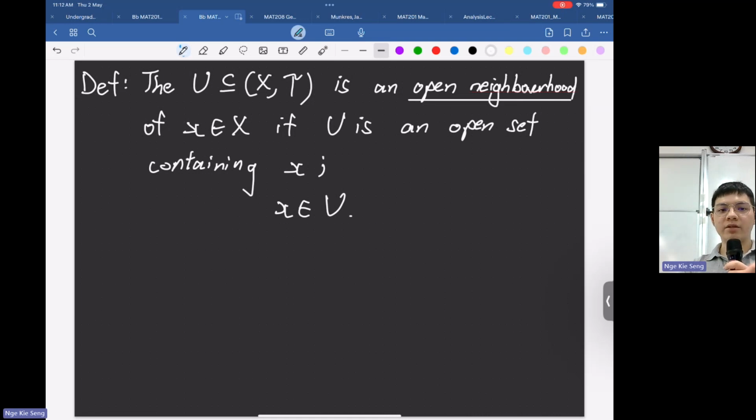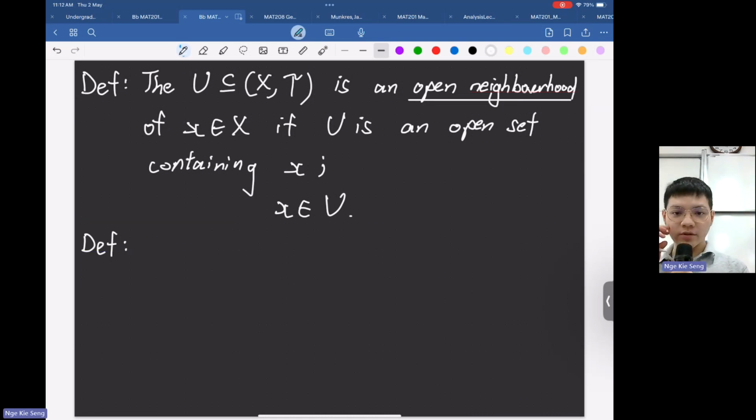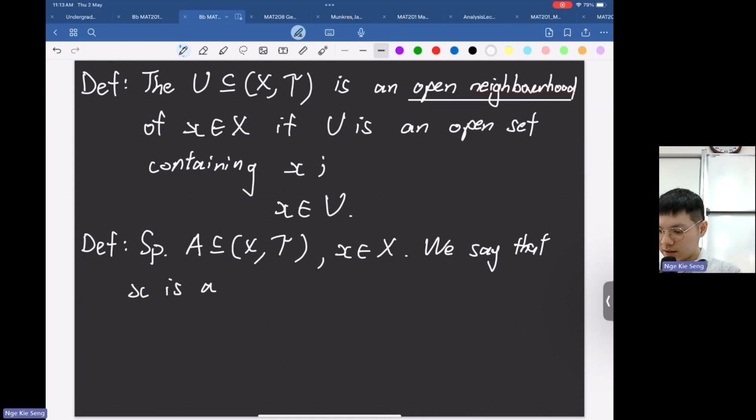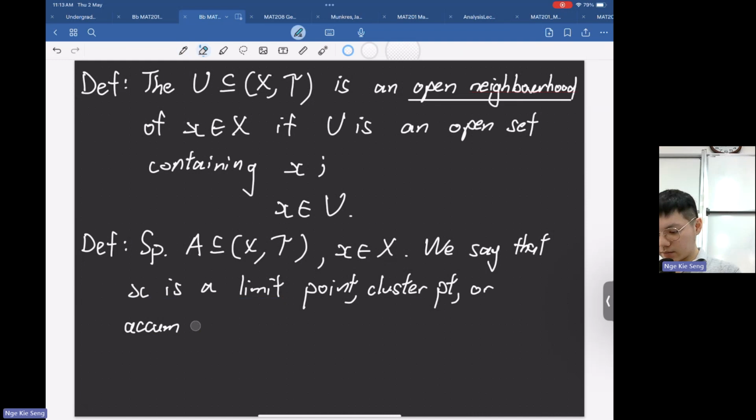Last time we mentioned closed sets. We defined a closed set using the complement of an open set. Similar to metric space, we are going to define a limit point. Suppose we have a subset A of a topological space and a point S in X. We say that S is a limit point, or last time we also used cluster point, and similarly accumulation point. This is the same convention as in Moncrief.